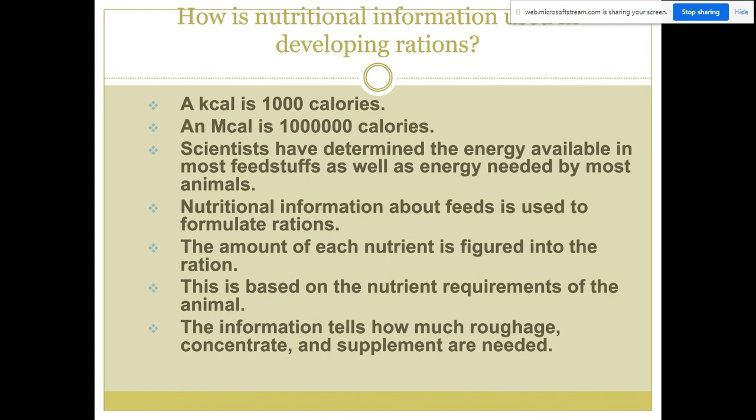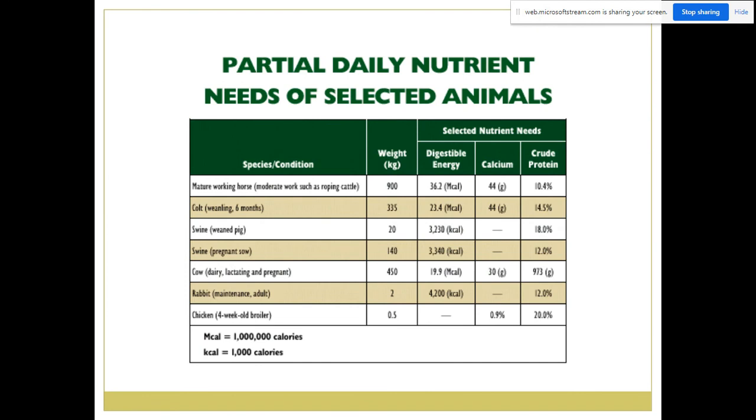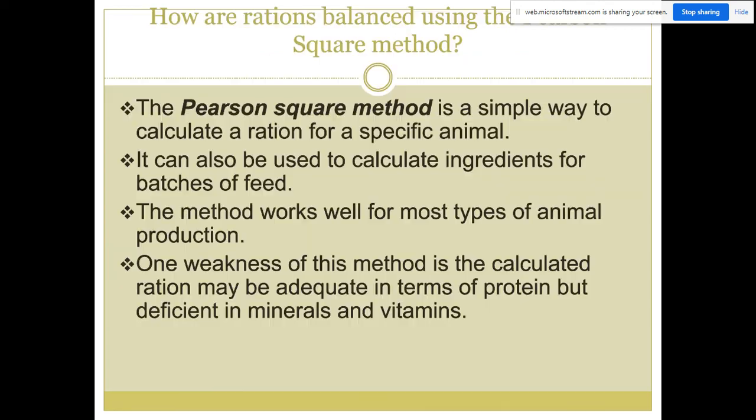We determine the energy available for most feedstuffs. Nutritional information about feeds is used to formulate rations. The amount of each nutrient is figured into the ration percentage-wise, based on the nutrient requirements of the animal. It tells you how much roughage, concentrate, and supplement are needed. Here are the daily nutrient needs of selected animals, so that's basically what they need each day, roughly.